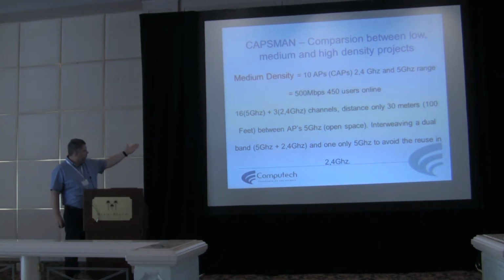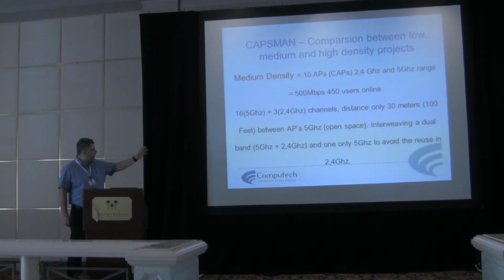16 more channels, as I told you, plus 3 channels using 5 gigahertz, and the distance could be 100 feet between APs at 5 gigahertz in open space. You can interweave dual band, 5 gigahertz plus 2.4 gigahertz, and put in the middle only one piece of equipment with 5 gigahertz to reuse the channel in the next one in 2.4 again. So you can interweave 2.4 plus 5 gigahertz and only 5 gigahertz to catch the traffic.